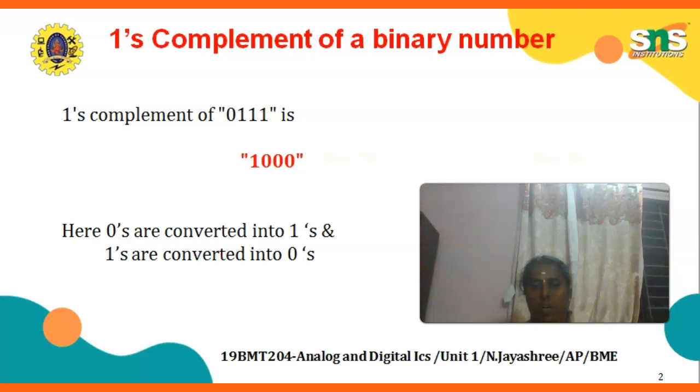Ones complement of a number. We have to calculate the ones complement of a given number. The given number is 0111, which is a binary number. We have to convert this number into its ones complement, so we convert 1s to 0s and 0s to 1s. That gives the ones complement 1000. Here zeros are converted into ones and ones are converted into zeros. This is the ones complement of the number.